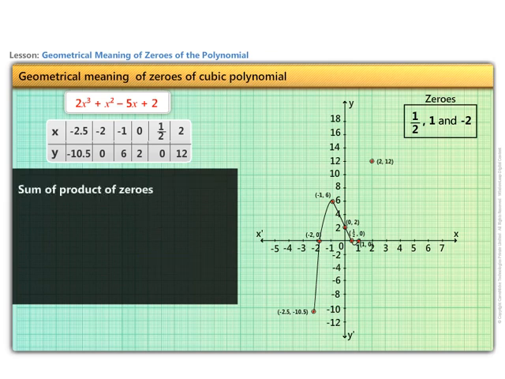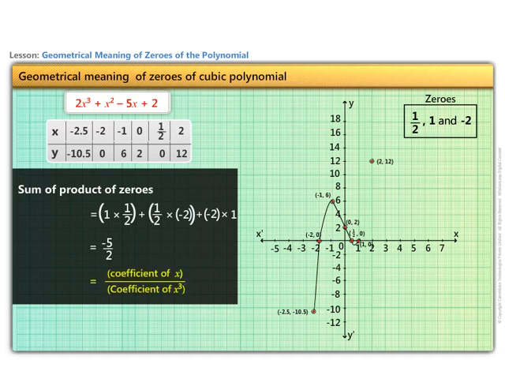Taking the sum of the product of zeros taken two at a time, we get the sum of product of zeros is equal to minus 5 by 2. This is expressed as the ratio of the coefficient of x to the coefficient of x cubed. We can arrive at a generalized statement by comparing it with a standard form of cubic polynomial.